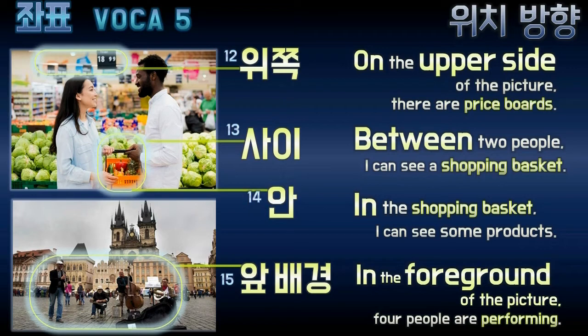Between two people, I can see a shopping basket. In the shopping basket, I can see some products. In the foreground of the picture, four people are performing.